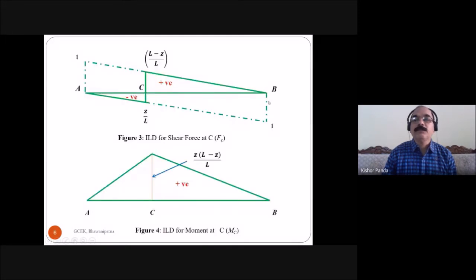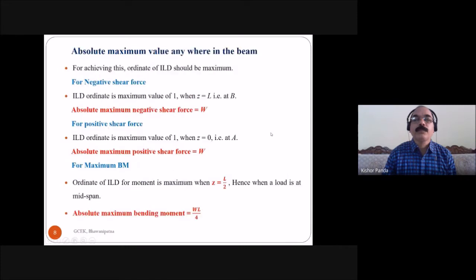This is for the unit load, but when the load W is moving across a beam, what is the maximum negative shear force? Here you will get the maximum negative shear force as W. The absolute maximum negative shear force is equal to W.